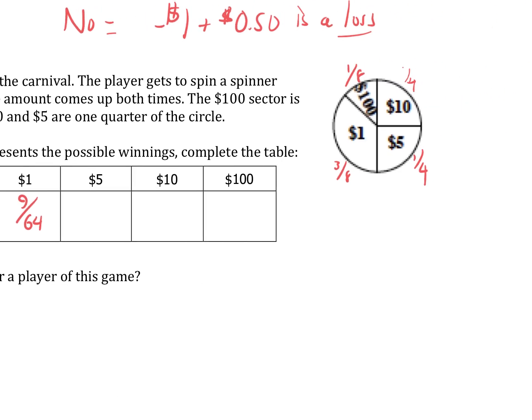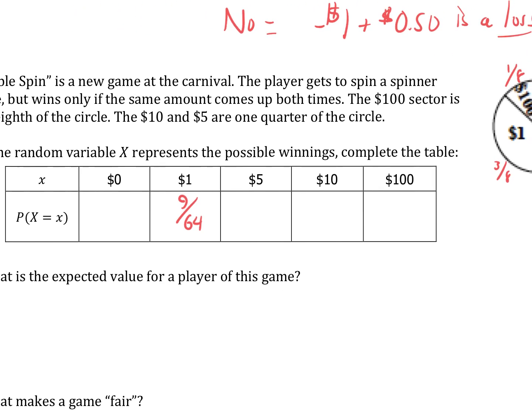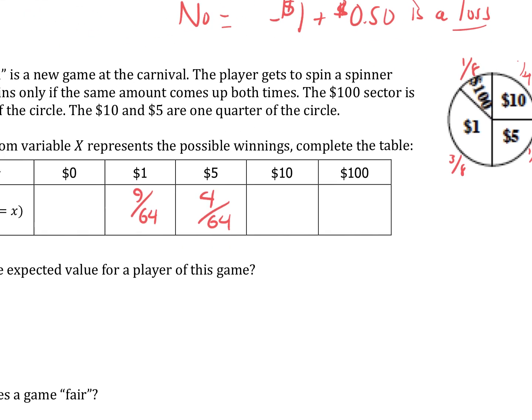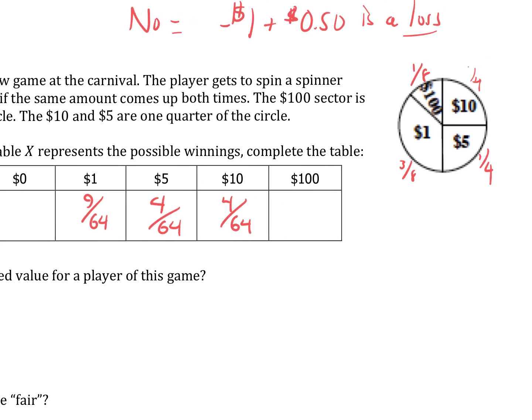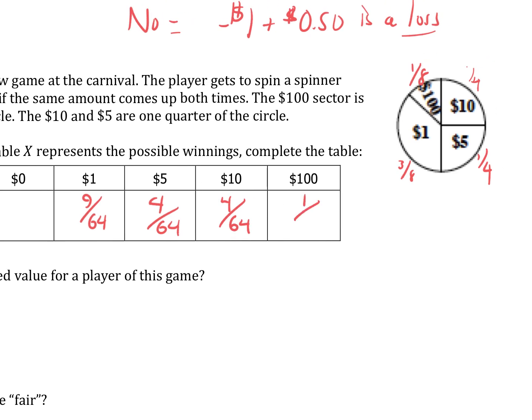The $5, I have to get the quarter and the quarter, so that's 1 out of 16. Let's call that 4 out of 64. That's going to be easier to add later. The 10 is the same. I have to get the 10 twice, which is 1 out of 16. The 100, I have to go an eighth times an eighth, which is 1 out of 64.